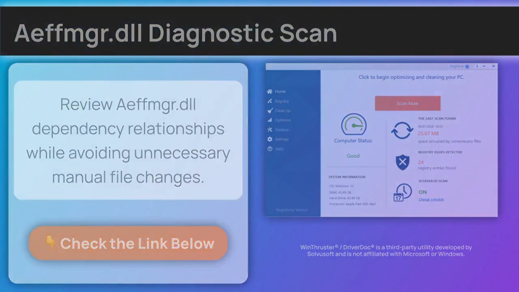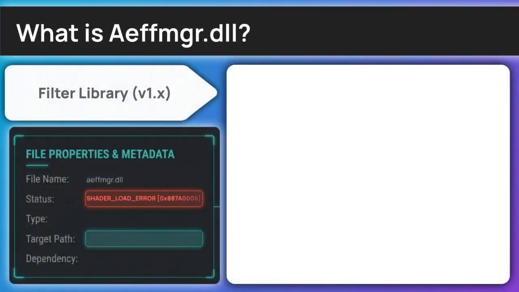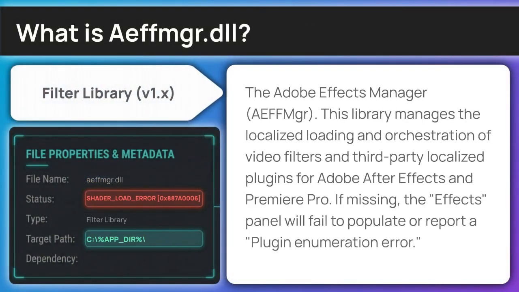This is the Aeffmgr Library, the Adobe Effects Manager, Aeffmgr. This library manages the localized loading and orchestration of video filters and third-party localized plugins for Adobe After Effects and Premiere Pro. If missing, the Effects panel will fail to populate or report a plugin enumeration error. Now let's get this fixed up.